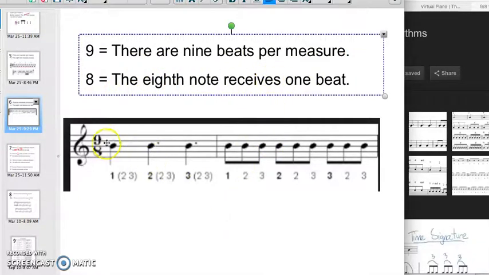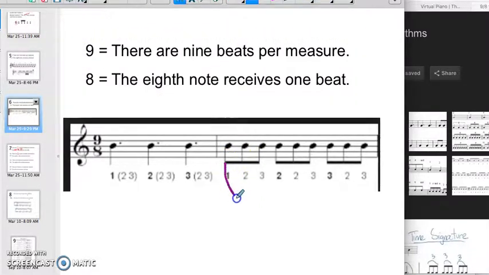This graphic right here shows 9/8 time really well. Over here, here are my eighth notes. I know in 9/8 time I can have 9 eighth notes per measure. So this second measure demonstrates that. 1, 2, 3, 4, 5, 6, 7, 8, 9 eighth notes. I know that 1 quarter note equals 2 eighth notes. So these 2 eighth notes can equal a quarter note.